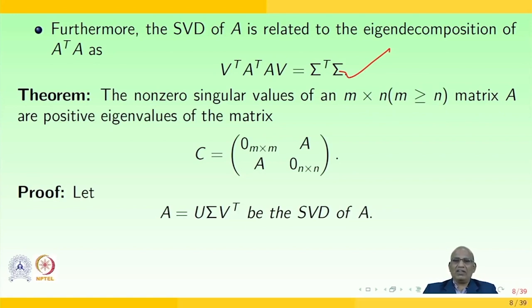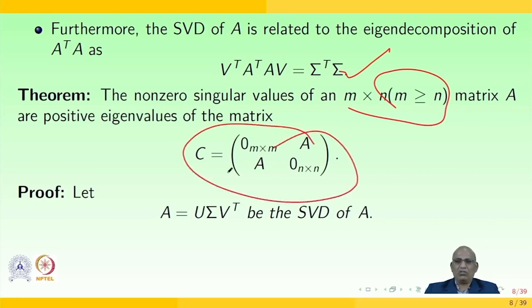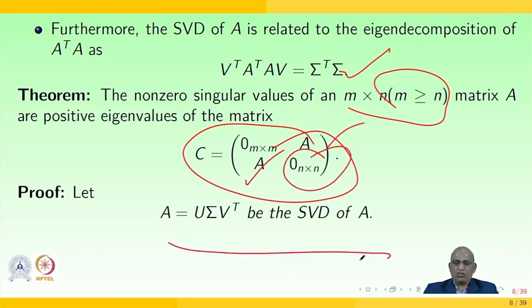The non-zero singular values of an m by n matrix A, assuming that m is greater than or equal to n, are positive eigenvalues of the matrix C, which takes this form: C is equal to [0 (m by m), A; A transpose, 0 (n by n)]. So we can write A as U times sigma V transpose, the singular value decomposition of the matrix A.